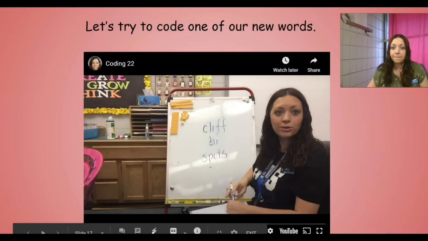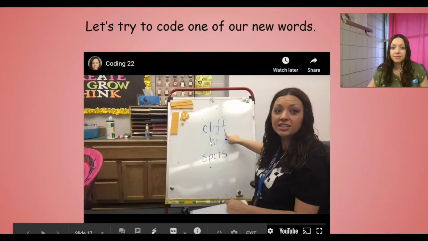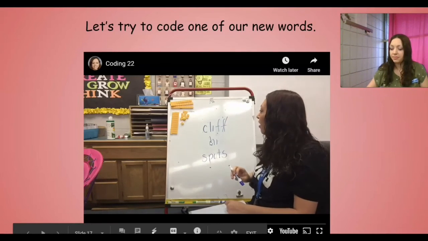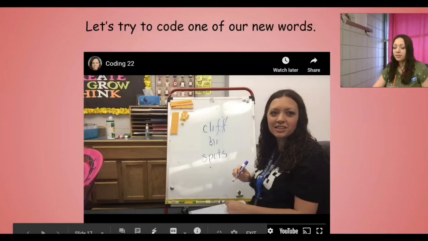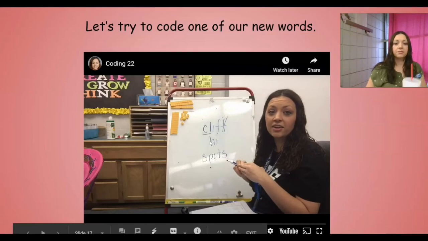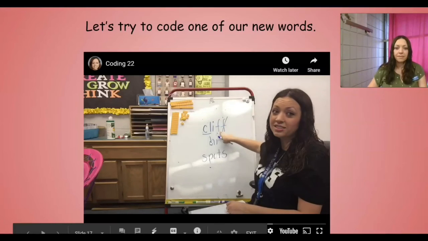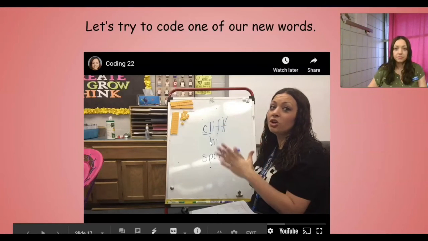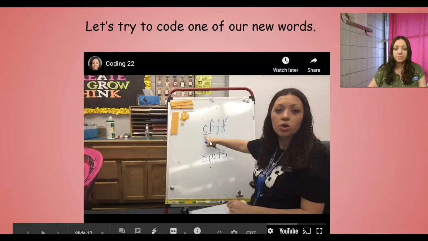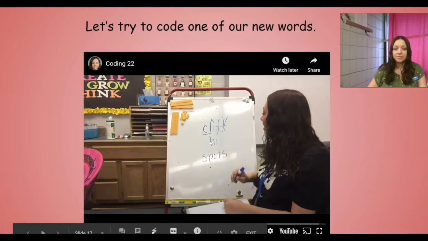C-L-I-F-F. What do you notice first? That's right, we have that double consonant at the end, so I know that I'm going to cross out one of them. Very good. All right, and then what else do you notice? I've got C and L, and I know that's a blend, so I'm going to keep that together. I've got my vowel is I. It's got a consonant behind it, so it's going to be closed, so it's going to be short. So we have cl, if. Cliff, very good.